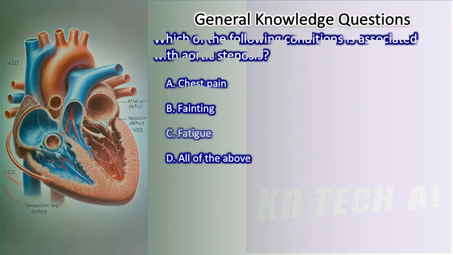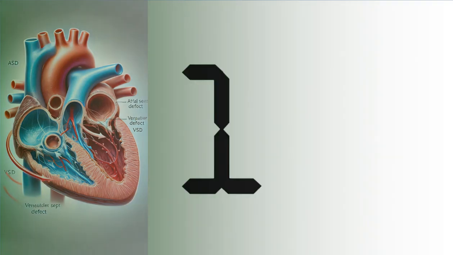Which of the following conditions is associated with aortic stenosis? Option 1. Chest pain. Option 2. Fainting. Option 3. Fatigue. Option 4. All of the above.